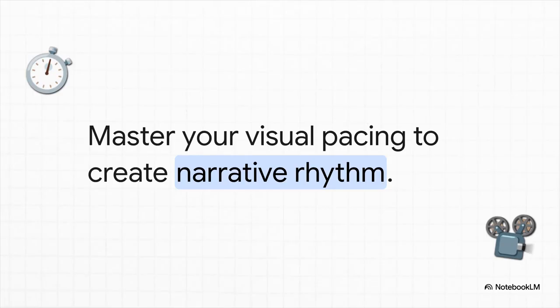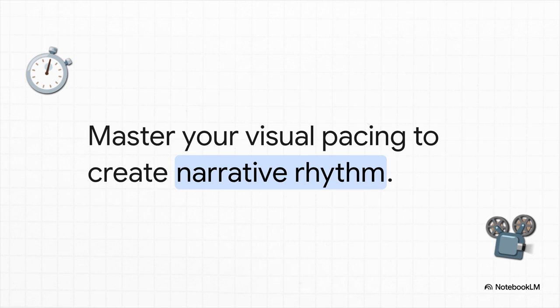But lighting alone isn't going to save you if your rhythm is off. You must master your visual pacing to create a narrative rhythm. Visual pacing isn't just about the speed of a car or a character. It's about meticulously structuring the visual flow. If every single shot generated by the AI is exactly 4 seconds of slow motion panning, your viewer is going to tune out instantly. You need to structure the flow to support the emotional weight of the story.